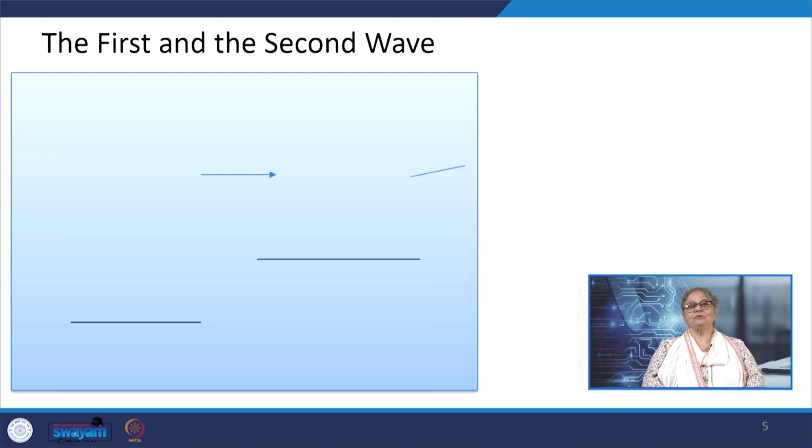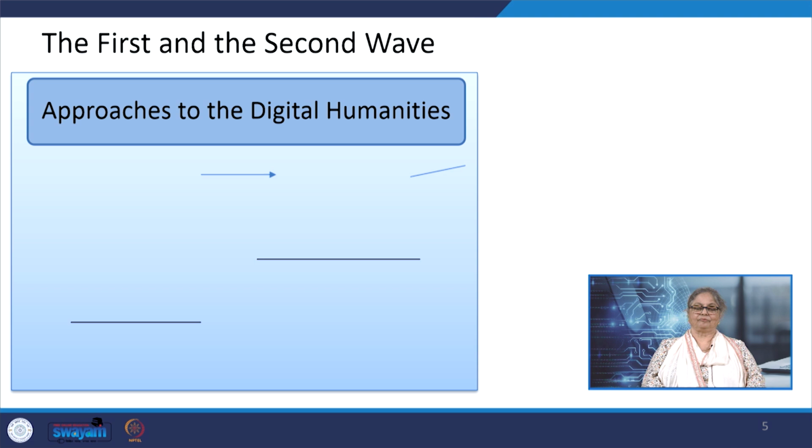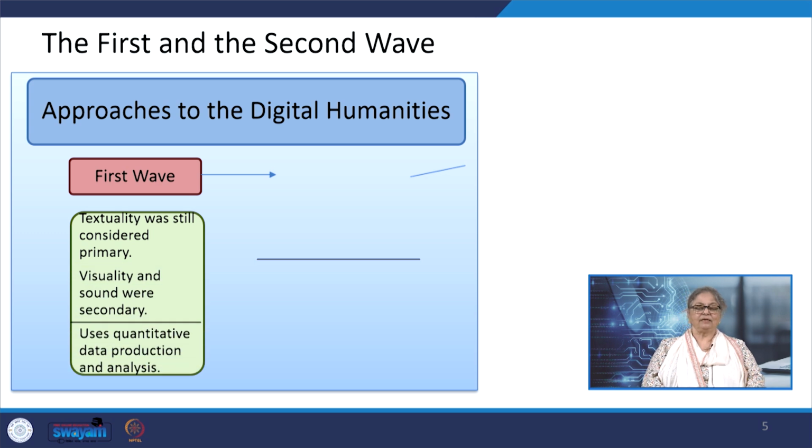The approaches taken towards understanding digital humanities can be categorized into two waves of activity, the first wave and the second wave. However, we should also keep in mind that such classifications are contested. So, if we look at the classification and approaches to the digital humanities, we find that the first wave is the times when textuality was still considered primary.